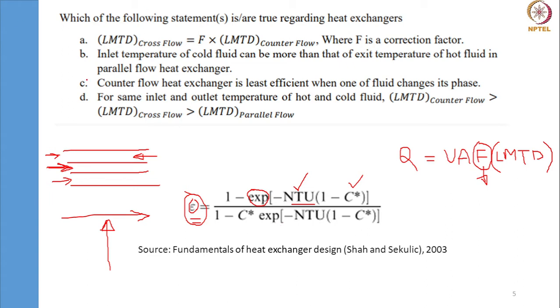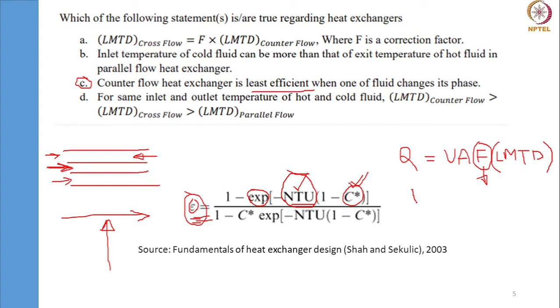So coming back to our problem, counter flow heat exchanger is least efficient when one of the fluids changes its phase. When one of the fluids is changing its phase, that means C star becomes 0, but we cannot say that the effectiveness is least at that position, because it also depends upon one more factor called NTU.